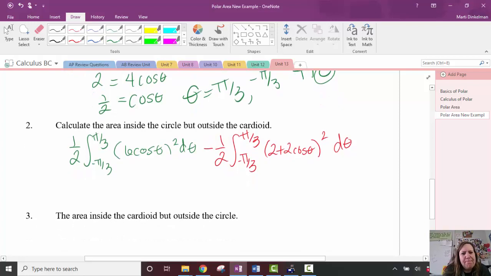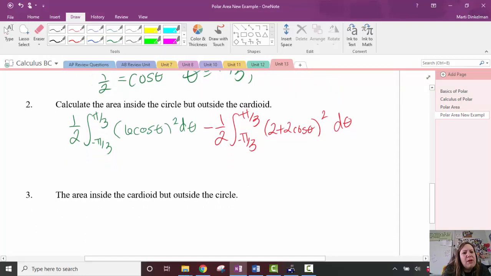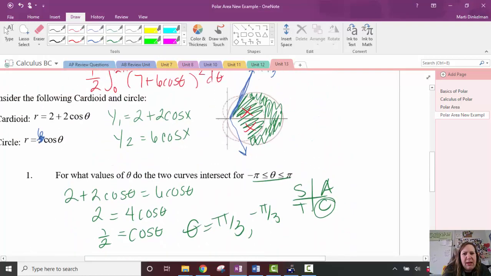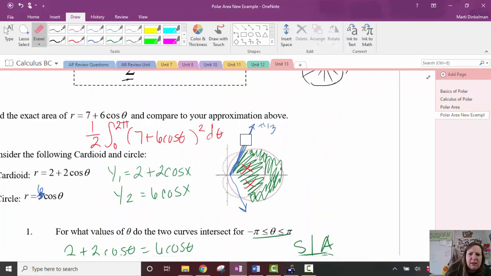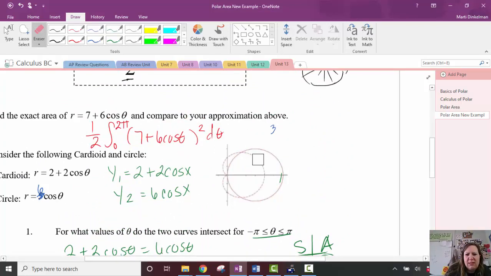Okay, 3, the area inside the cardioid but outside the circle. So let's look at that again. Inside the cardioid but outside the circle. So they're like here and here. Okay, I'm going to put these little things in again because those can be helpful to see what's going to happen.